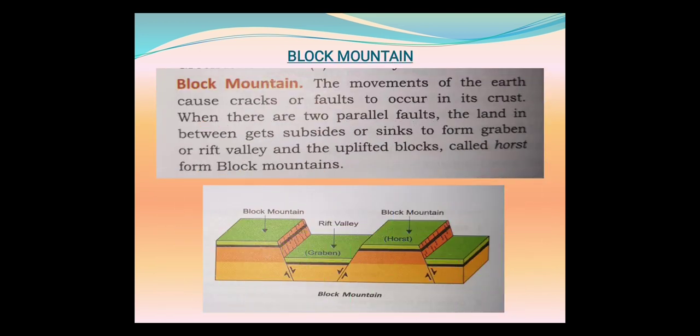The last diagram is of the block mountain. The block mountains are formed due to cracks or fault occurred in its crust. The two parallel faults on the land either subside the land or uplift the land. The subsided land is known as Rift Valley or Graben, and the uplifted block is known as Horst or Block Mountains.